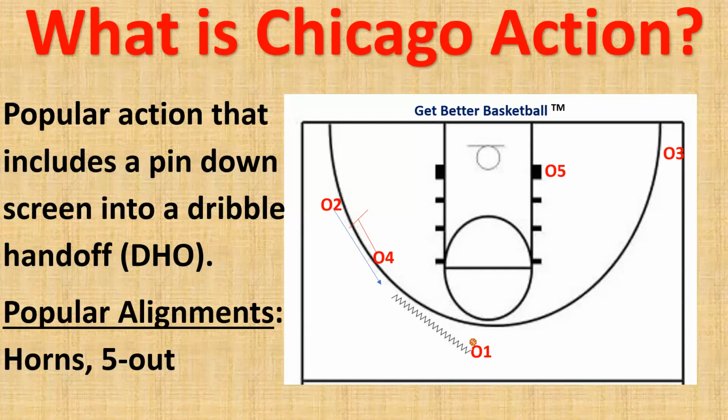Now let's check out Chicago action. So what is Chicago action? It's a really popular action that includes a pin down that we see here from 04 for 02 into a dribble handoff that we see here from 01. The most popular alignments are horn sets and 5-out, but Chicago action can really be initiated out of any setup, and that's one of the many things that I love about it.